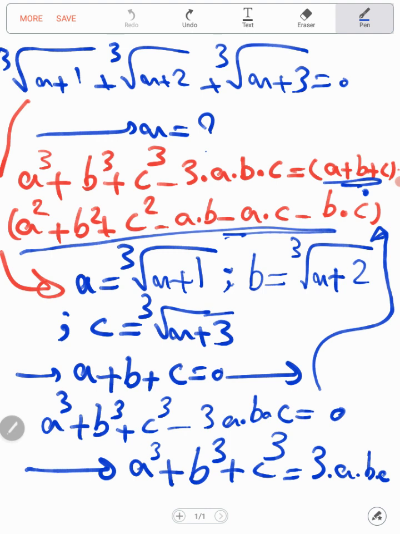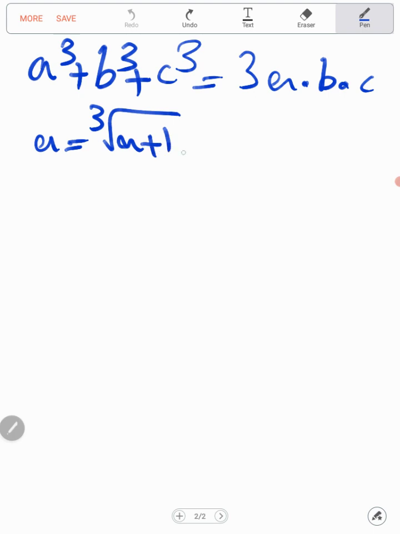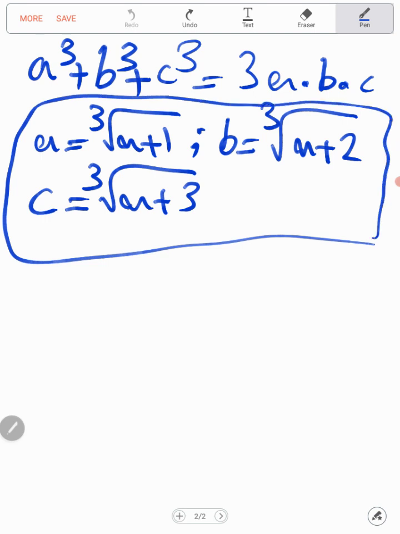Okay, go ahead and go to the next page. Use this formula, and this formula is really helpful to solve this math problem. Okay, if we put the cube root of x plus 1 instead of a, instead of b we put the cube root of x plus 2, and instead of c we can put the cube root of x plus 3. We can put these variables in this formula.